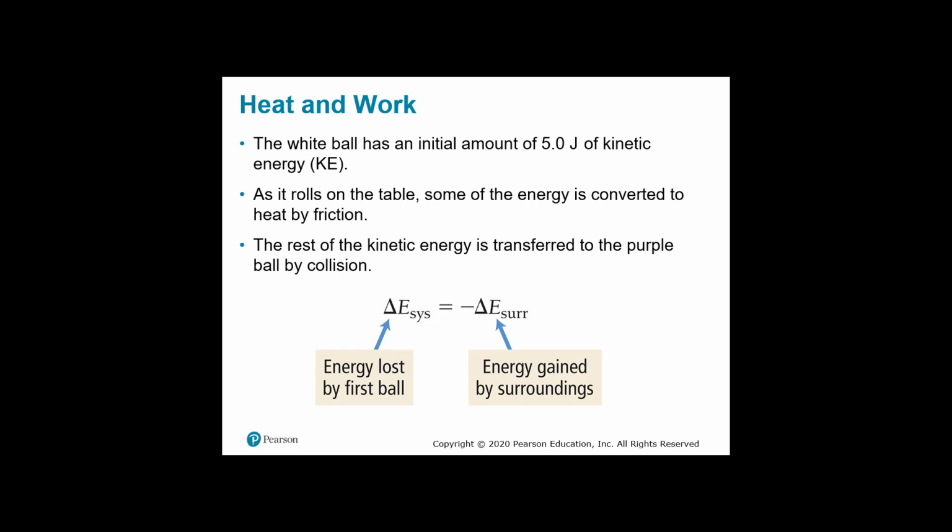The white ball has an initial, so we're going to look at a pool table. The white ball has an initial amount of 5.0 joules of kinetic energy. As it rolls on the table, some of the energy is converted to heat by friction. The rest of the kinetic energy is transferred to the purple ball by collision. So what this is saying is that the ball moves, and as it moves, it's on a trail. But in that trail, the friction of the ball being on that material, that felt, is being released as heat.